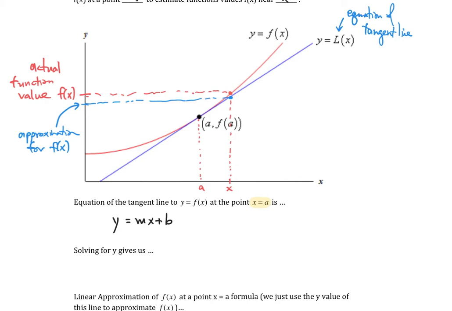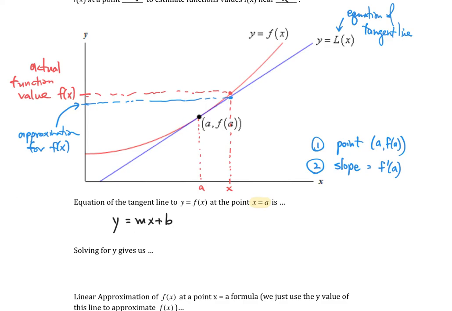Now, when I want to find the equation of a tangent line, I'm going to need two things. The first thing I'm going to need is a point. And for my point, that's just going to be A, f of A, because I am trying to find the tangent to the curve at this point A, f of A. The second thing I'm going to need is a slope. And the slope of my tangent line is going to be given by f prime of A. We know that the meaning of a derivative is really the slope of the tangent line.